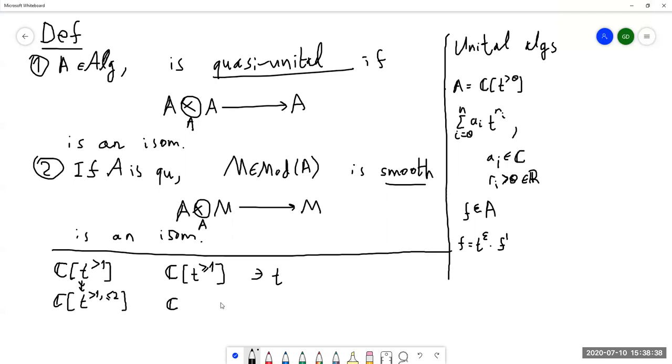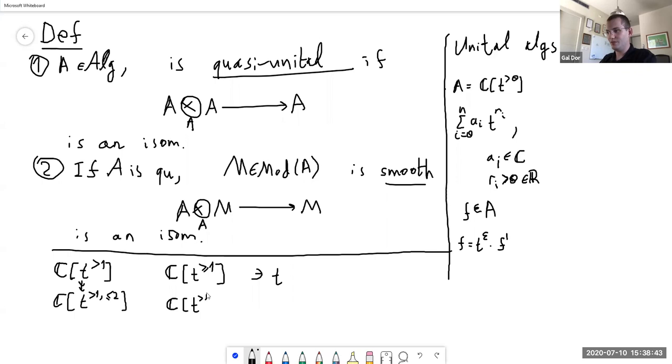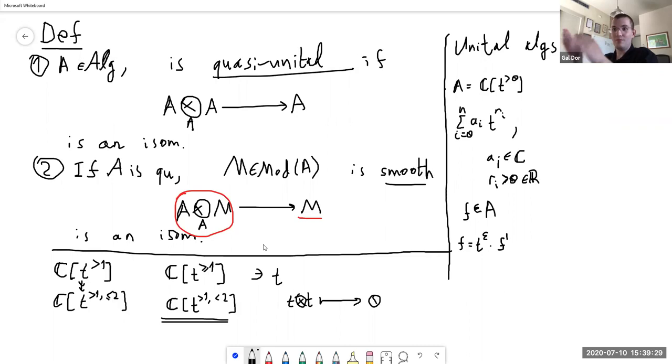However, if you take powers that are greater than one but strictly smaller than two, then this space is not smooth. Why is it not smooth? If you take t tensor t and see where it maps, the convolution of t with t, in this module you get zero. It is not zero on the left-hand side. So here is an example where you have a surjective map which is not injective. Basically, I took a smooth module and took its quotient by something that wasn't smooth, so the result is not smooth either.